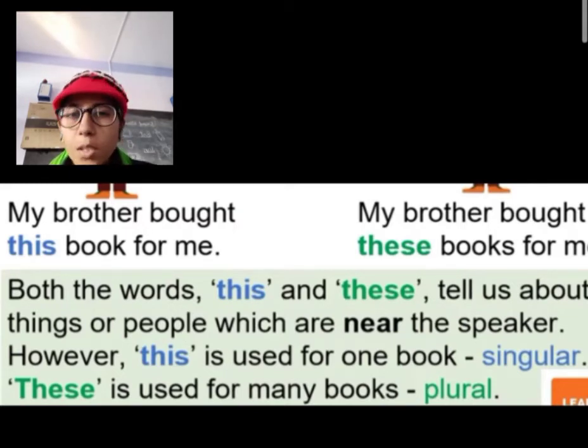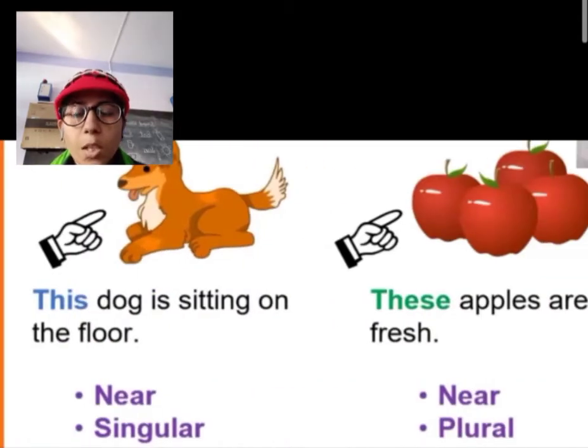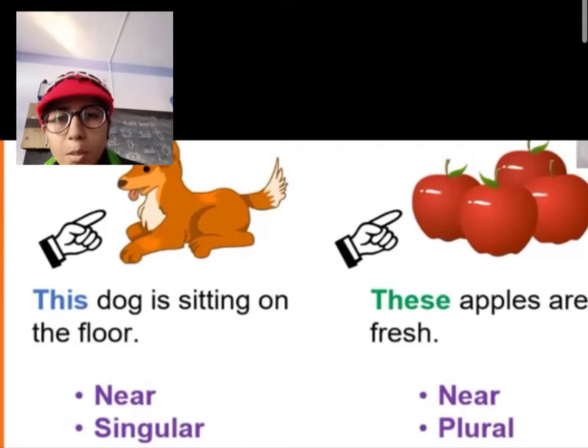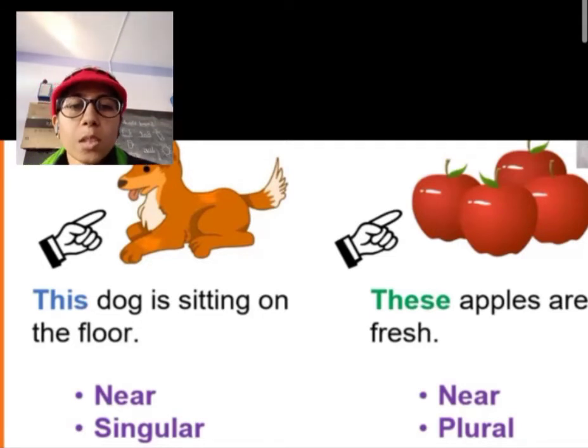For another example, we take: This dog is sitting on the floor, that is near to us and singular in number. Next, these apples are fresh. These are also near to us and plural in numbers. So we used these here.